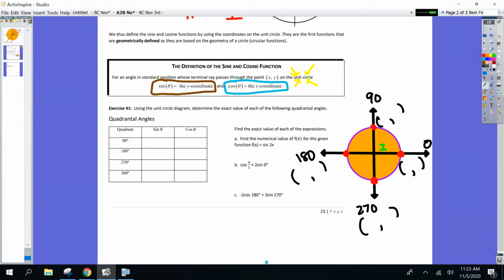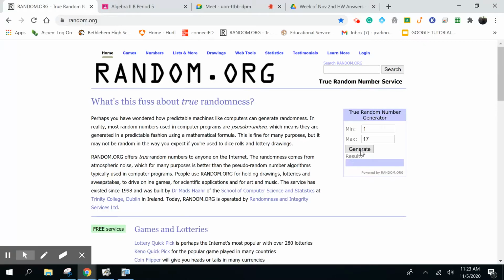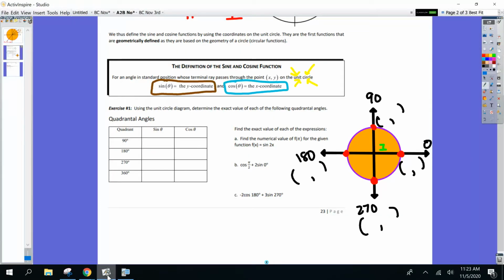All right, so let's start at 0. What is that red point right there? What's the coordinates for that red point at 0 degrees? Remember, it's a unit circle, 1 unit away. Go ahead, Liz. What's that coordinate?